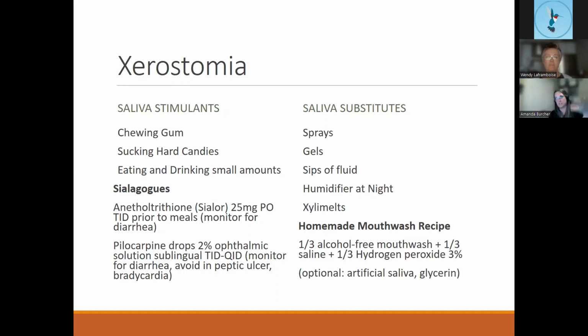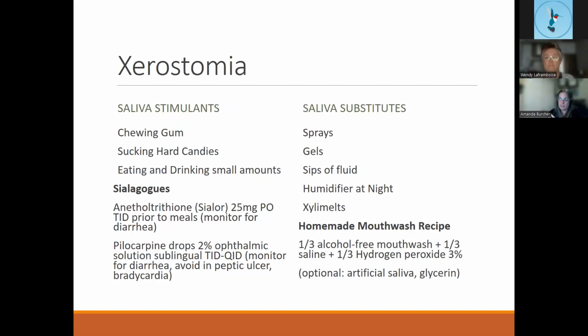Things that stimulate your saliva are things like chewing gum, sucking on hard candies, and eating and drinking small amounts. Things that substitute your saliva are sprays and gels that you can get over the counter or behind the counter. Moisture spray is one that's commonly encountered in the hospital setting. Taking little sips of fluid. Our salivary output naturally decreases at night, so adding a small humidifier at the bedside at nighttime can help with some of the morning dryness that people have. And then there's another product called Xylimelts that's just a little tablet. You stick it onto your tooth and it creates a lot of saliva in the mouth.